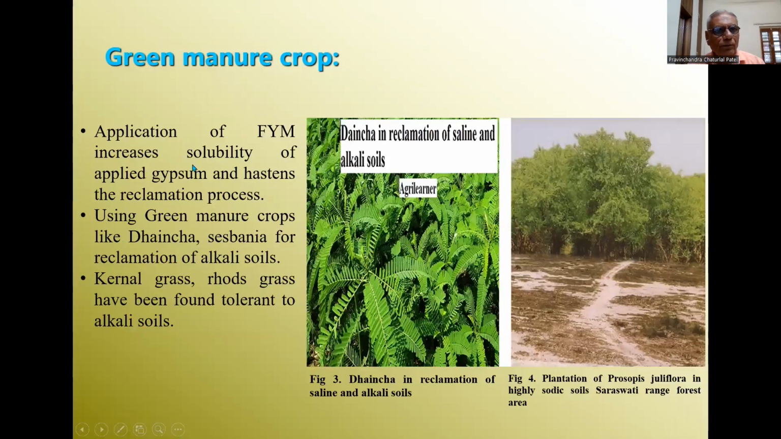Then the green manure crop. So you can grow the green manure crop in a problematic soil or saline alkali soil, and plantation of Prosopis juliflora in highly sodic soil, Saraswati range forest area. Also, you can grow Karnal grass and Rhodes grass, which have been found tolerant to alkali soil.